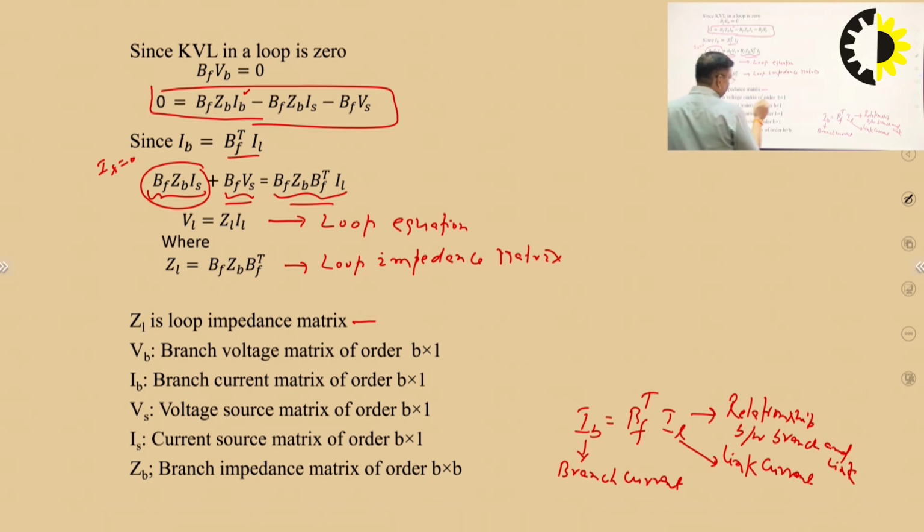Here ZL is the loop impedance matrix. VB is the branch voltage matrix of order B into 1. If there are 5 branches, then the dimension will be 5 into 1. IB is the branch current matrix, VS is the voltage source matrix, and IS is the current source matrix. The dimension of VS and IS depends upon how many branches there are in the network. And ZB is the branch impedance matrix of order B into B, so it is always a square matrix.